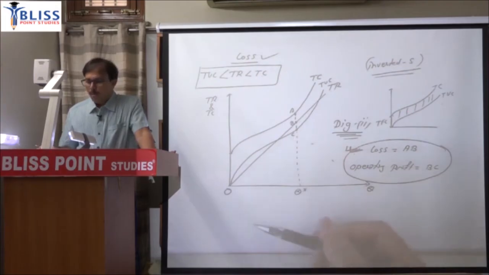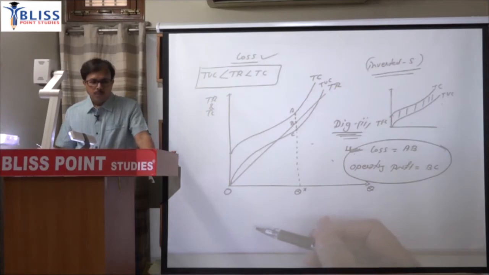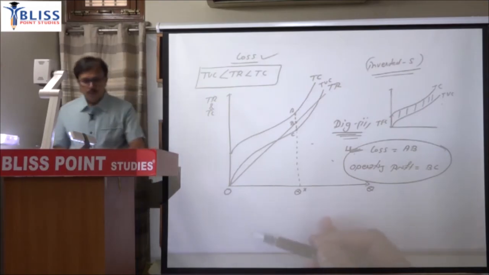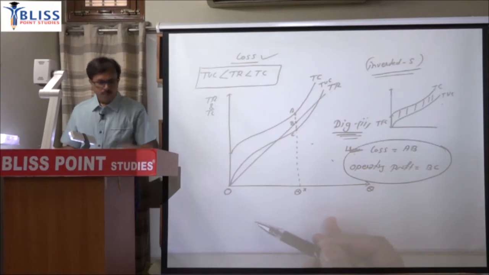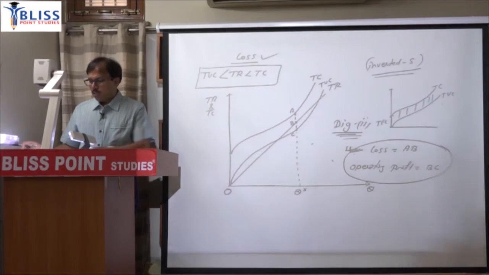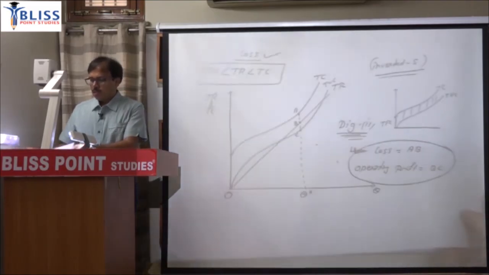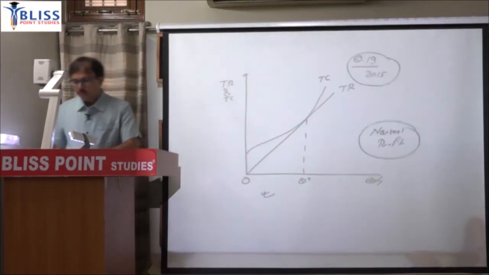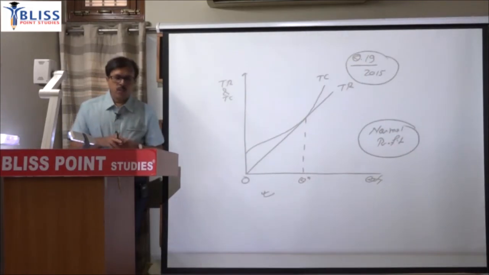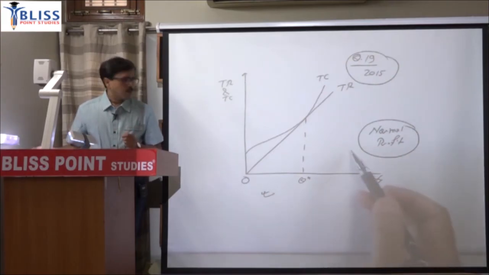Next paragraph. However, there could be only normal profit also, when total cost is just tangent on total revenue. Within bracket diagram 3. So all three cases you have shown.